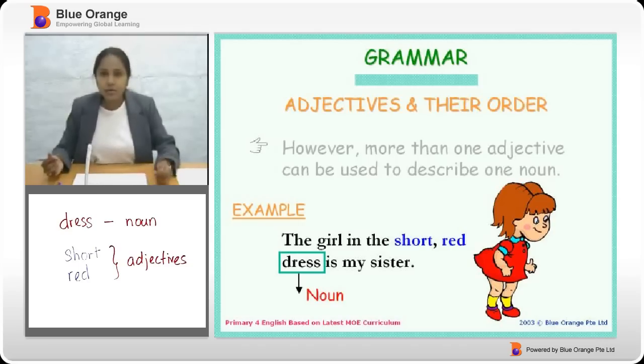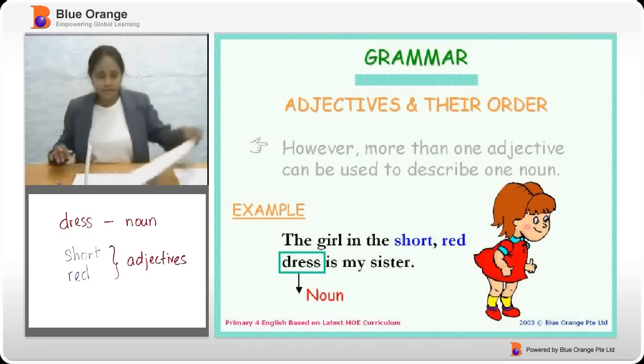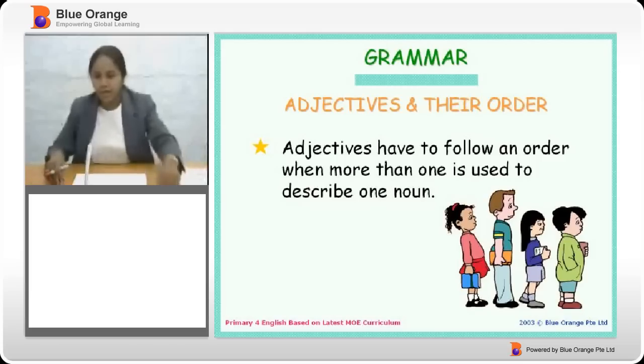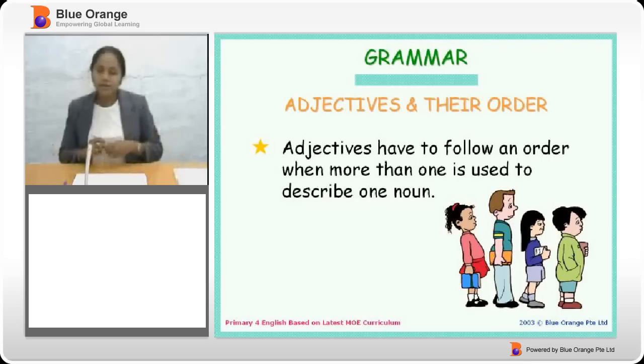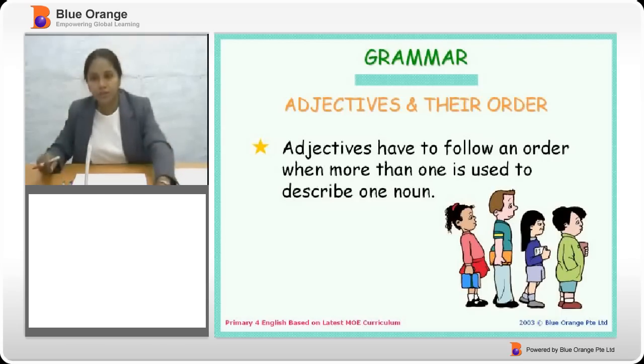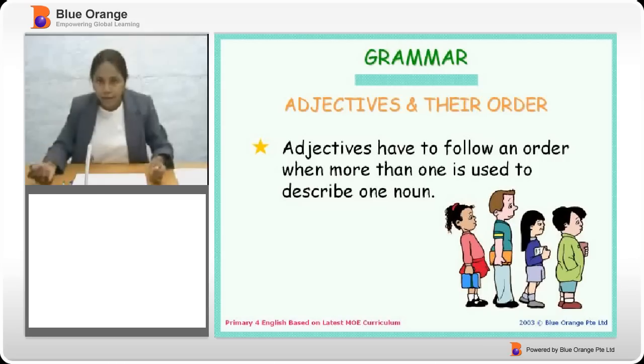But how do you order them? In what particular order do you place them? How do you know that you should put the word short before red? Is there a need to take note of such things? Yes, there is. Adjectives have to follow an order. In fact, when we use more than one adjective, we have to follow an order to describe one noun.